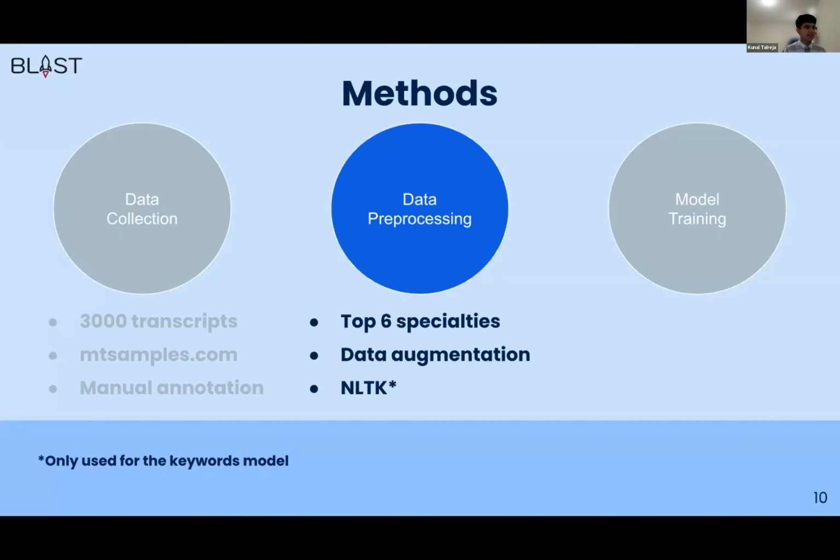Since the dataset was highly imbalanced, meaning that there were many more data points for some medical specialties than others, we had to narrow our dataset down to the 6 most frequent medical specialties. Even then, the dataset was extremely imbalanced, so we used language translation as a means of data augmentation to alleviate this asymmetry.